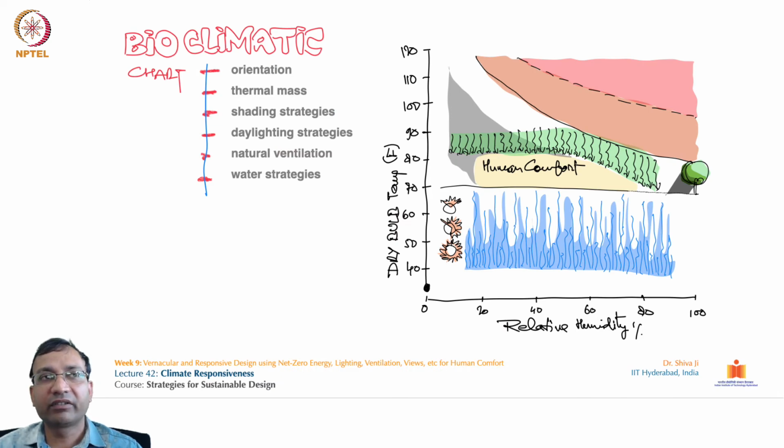Further, there could be several responsive strategies for climate responsiveness in an overall sense. That could be depending upon the orientation, what we had discussed earlier, thermal mass based on the properties of the material, shading strategies, daylighting strategies, natural ventilation, and water strategies also, like how water can be utilized in creating ambient temperature inside the living quarters.